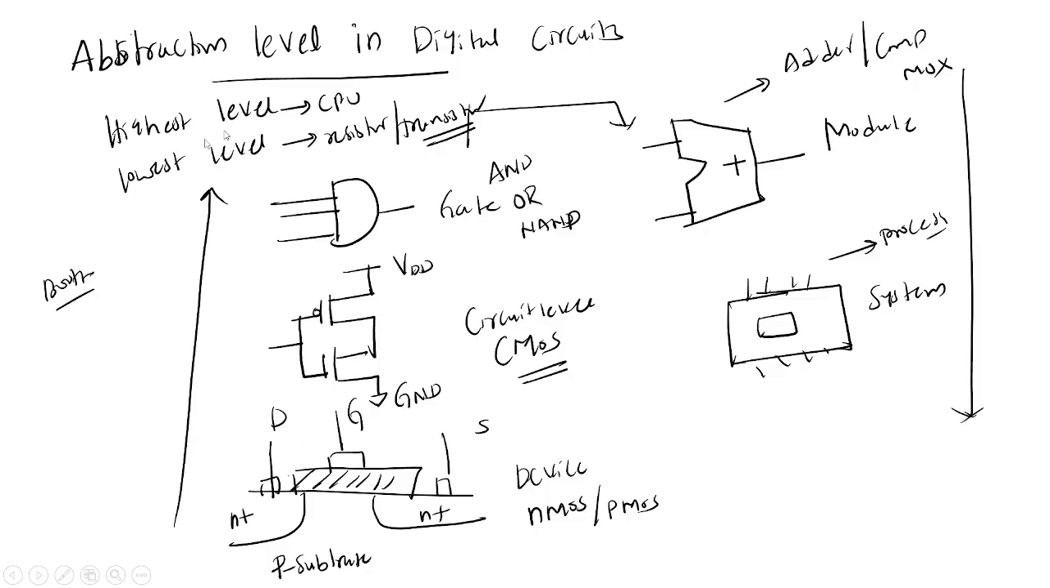Okay, so this is the level of abstraction. It can be bottom to top and top to bottom. Bottom to top means first the device level, next the circuit level like CMOS, next the gate level like AND gate and NOR gate, next the module level like adder, comparator, multiplexer, and next the processor. Top down approach means first the processor, next modules like adder, then gate level. Gates are made with circuit level, circuits are made with devices.